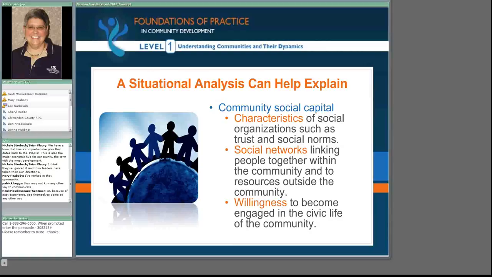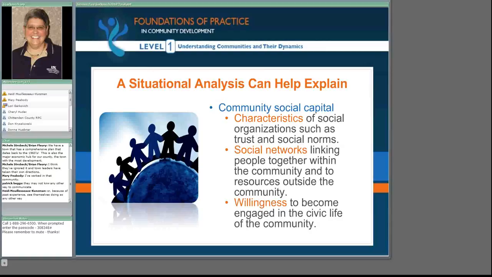And then the other part of social capital is about the willingness to become engaged in the civic life of the community. Is this a community where if people talk about things and say somebody ought to do something about X, those individuals will get together with other individuals and start working on solving that problem? Or is this a community where there's very low voter turnout? People rarely go to community meetings, hardly ever show up for government meetings, and there's a difficulty getting people to become engaged in community organizations.